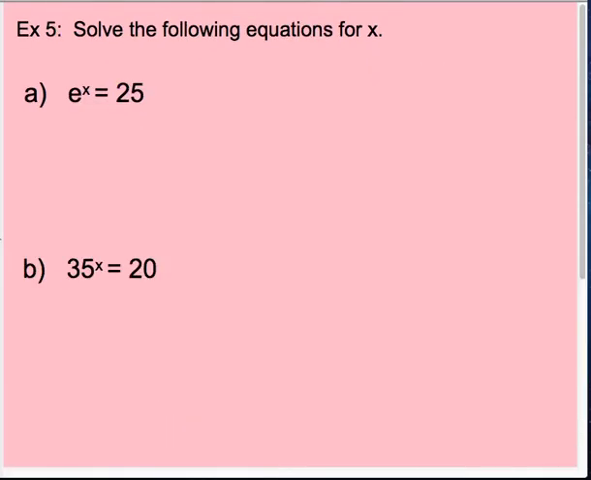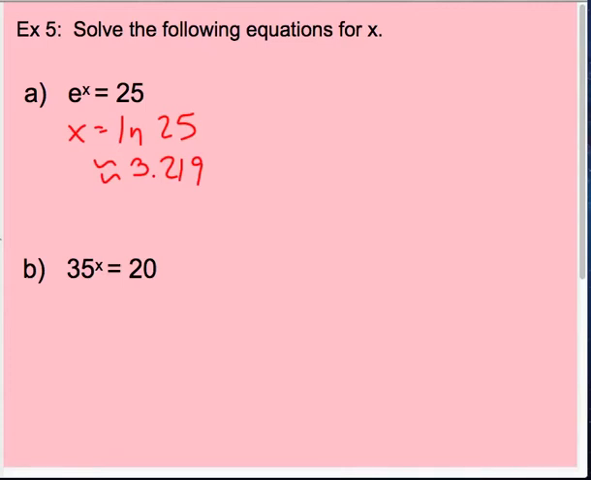Last slide, we're going to look at solving some exponentials. So for a, to cancel e, we're going to take the natural log of both sides. And x is about 3.219.